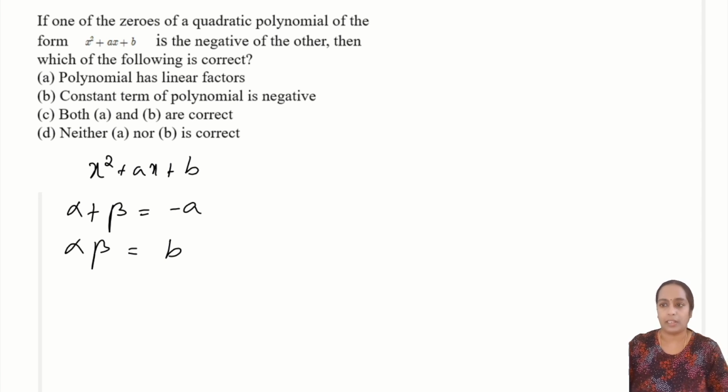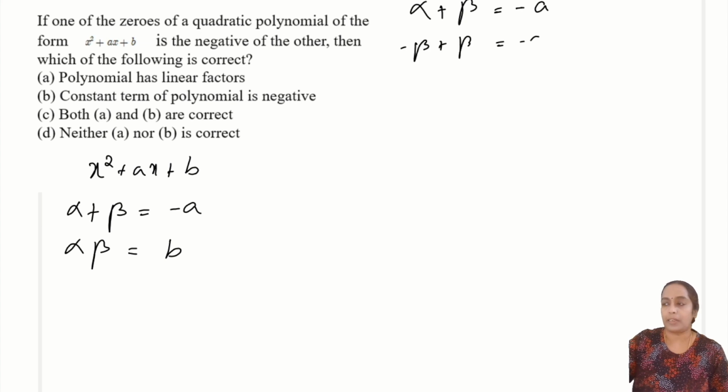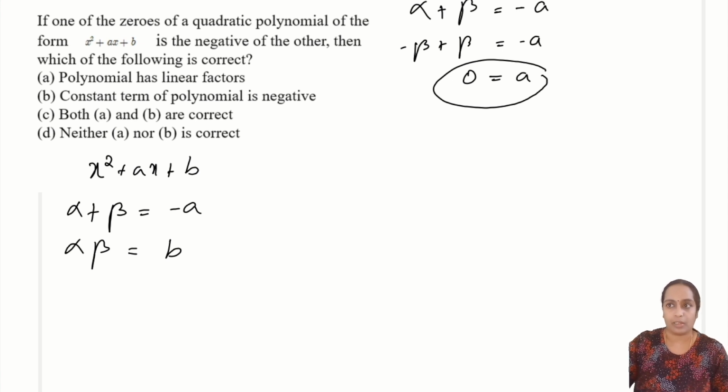So when we see this, one zero is negative of the other, alpha plus beta is minus a. So here let alpha be, according to the question, alpha is minus beta itself. So minus beta plus beta equals minus a. So you get 0. So the linear factor is cancelled. Linear factor is not there. The a value is 0, which means ax is not there. So the first option says the polynomial has a linear factor, which is wrong. The linear factor is 0 actually.